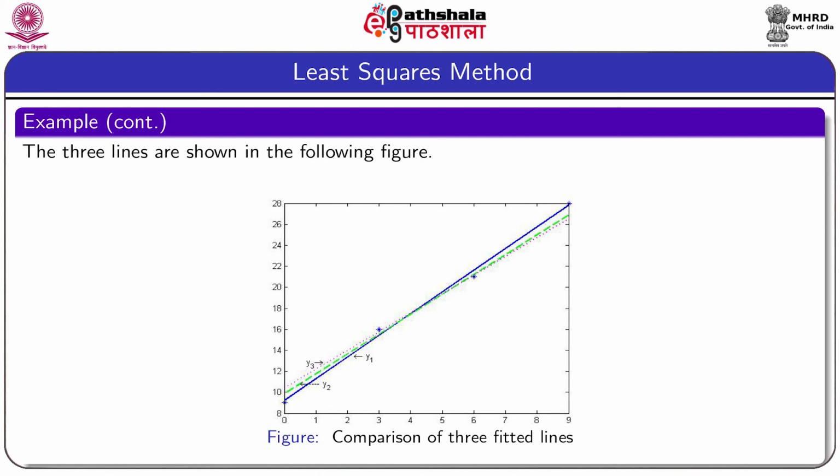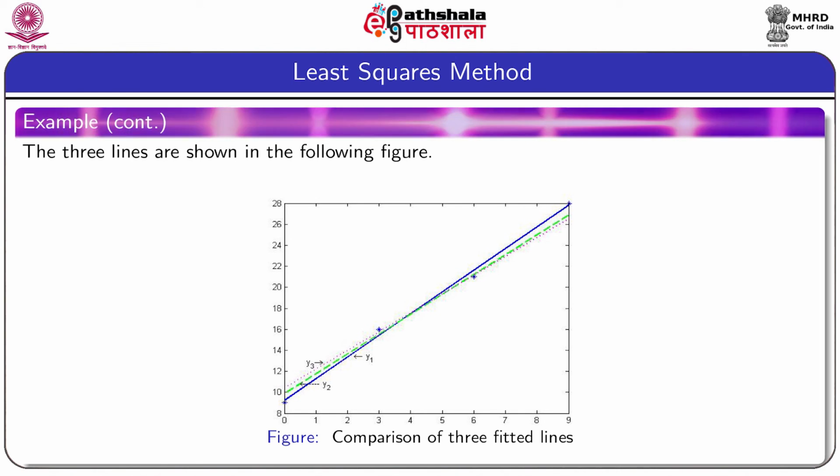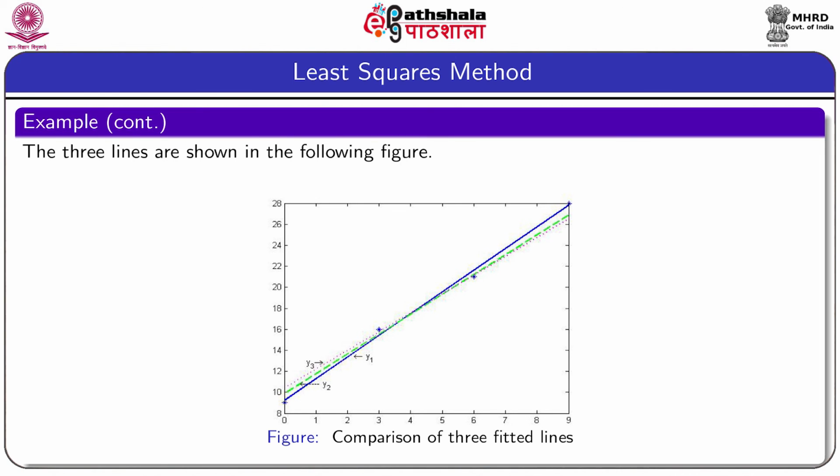The three lines are drawn in the following figures. The first line y1 is drawn in blue. Note that this line passes through the end points. The second line y2 is drawn with dotted green lines, and this line is close to the middle points but far away from the end points. The third line y3 is drawn with a small dotted line, and this line is very close to the middle points but far away from the end points.